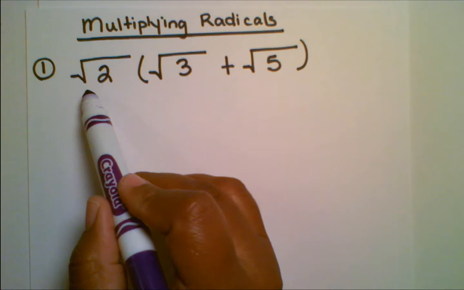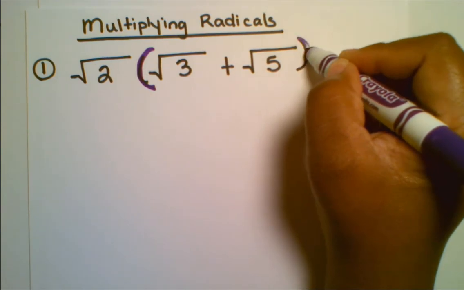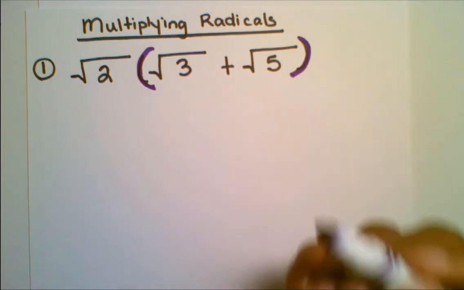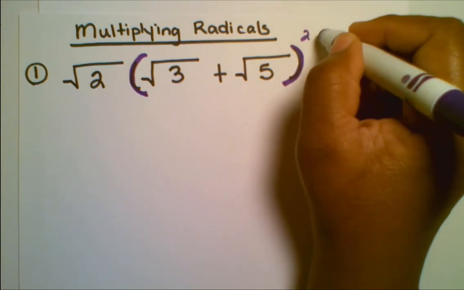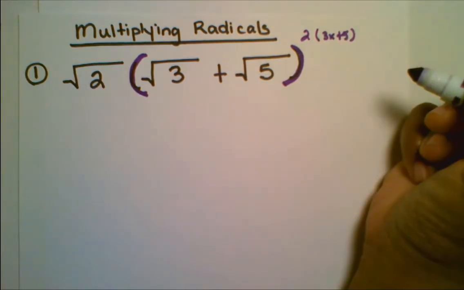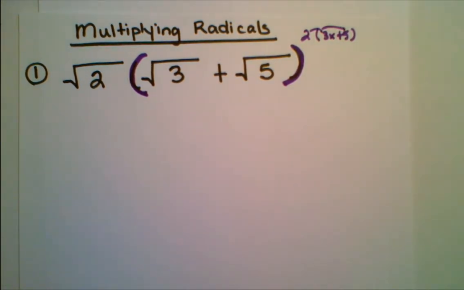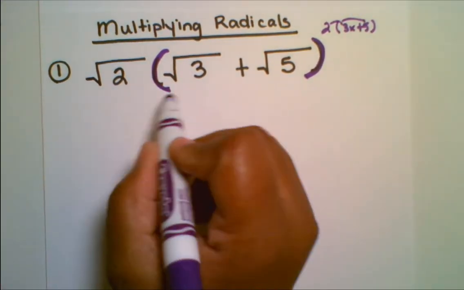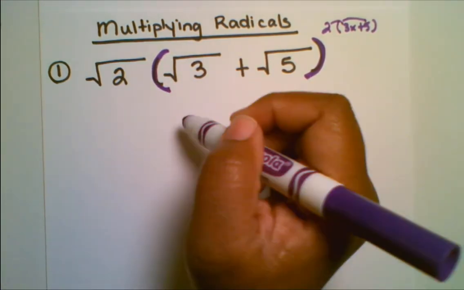The square root of 2 times, in parentheses, the square root of 3 plus the square root of 5. So just like we would if I gave you an expression such as 2 times 3x plus 5, you would tell me that you would use the distributive property. Well, we're going to do the same thing here. Remember, when we're multiplying radicals with a common index, we can multiply the radicands. So we're going to use the distributive property to multiply these radicals together.